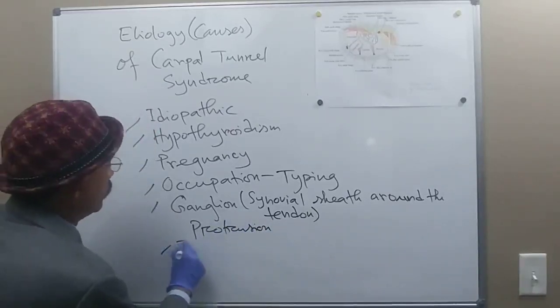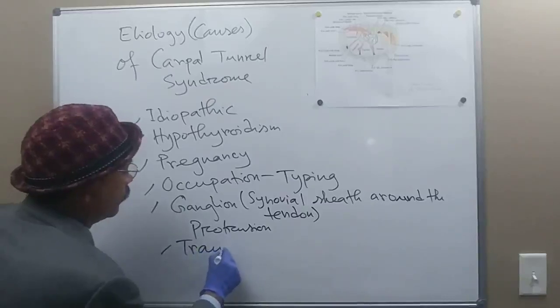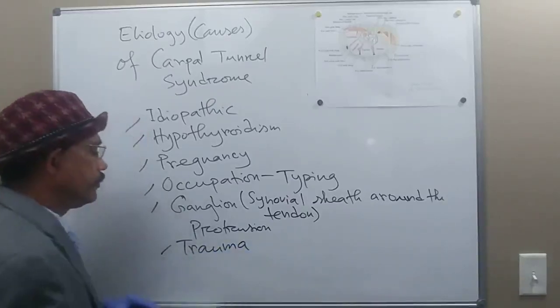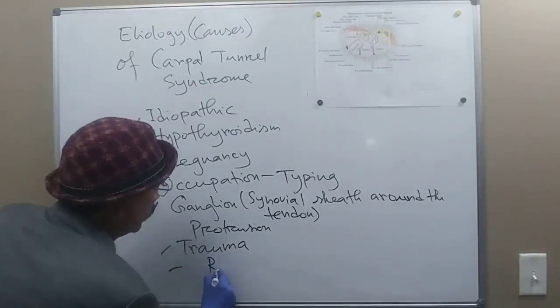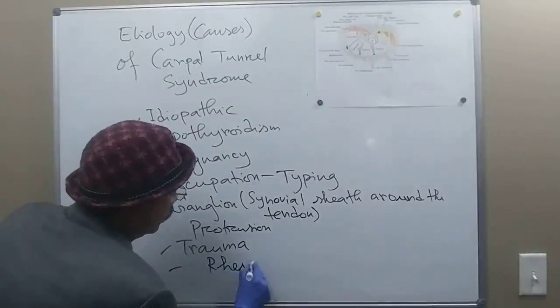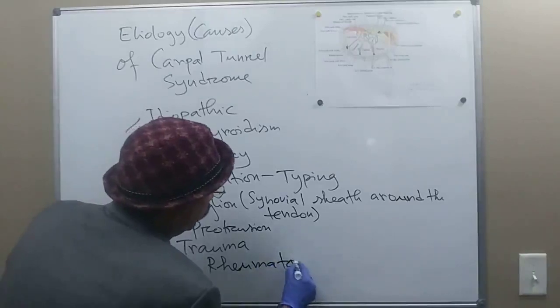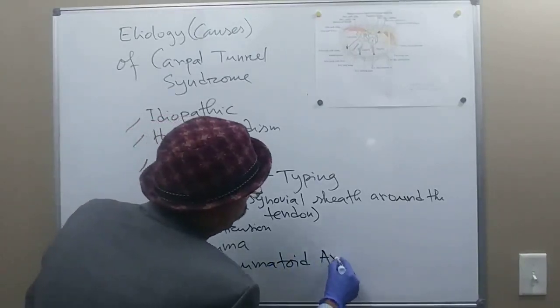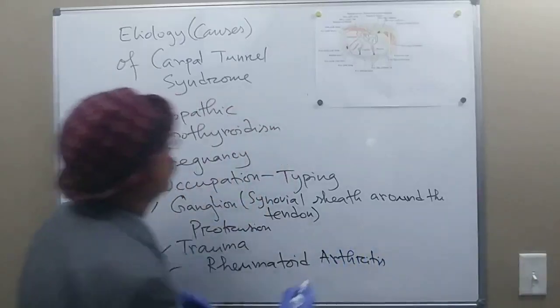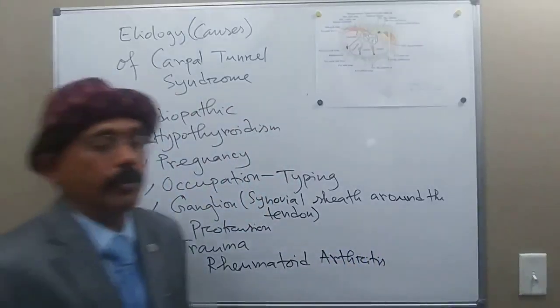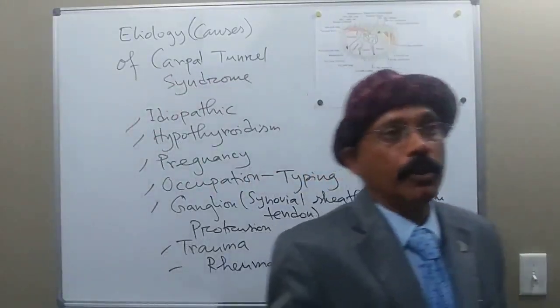There may be trauma due to any region. It may be traumatic. It may be a part of arthritis, like rheumatoid arthritis. So there are many causes of carpal tunnel syndrome that may compromise our tunnel.